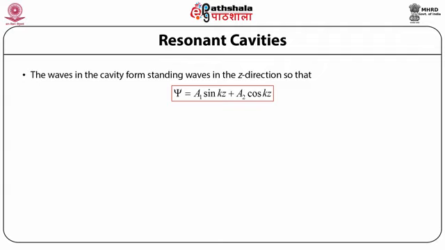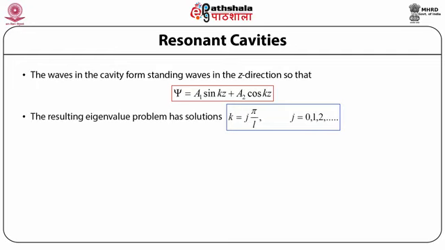So the waves inside such a cavity will be standing waves along the z direction, and the wave equation for such standing waves can then be written as psi is equal to A1 times sine of kz plus A2 times cos of kz, and the resulting eigenvalue problem will have the solution given by k is equal to j times pi by L, where j is equal to 0, 1, 2 and so on.